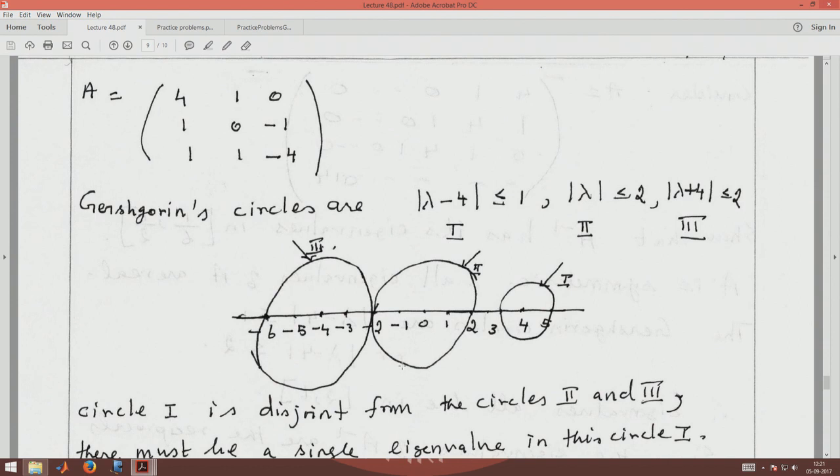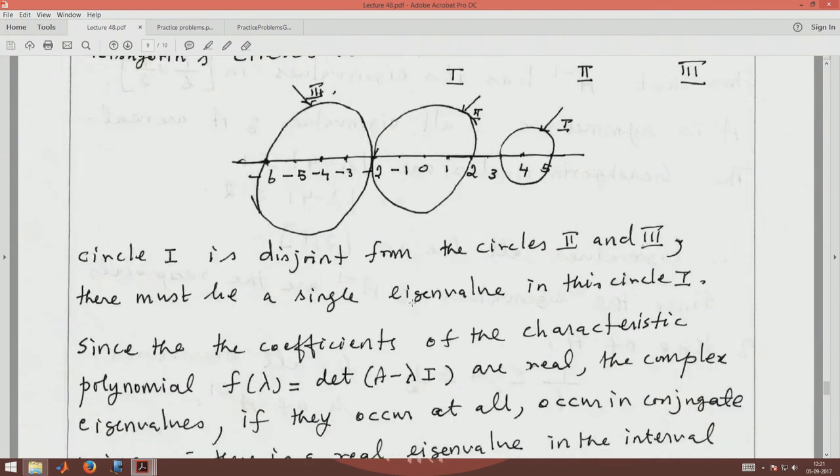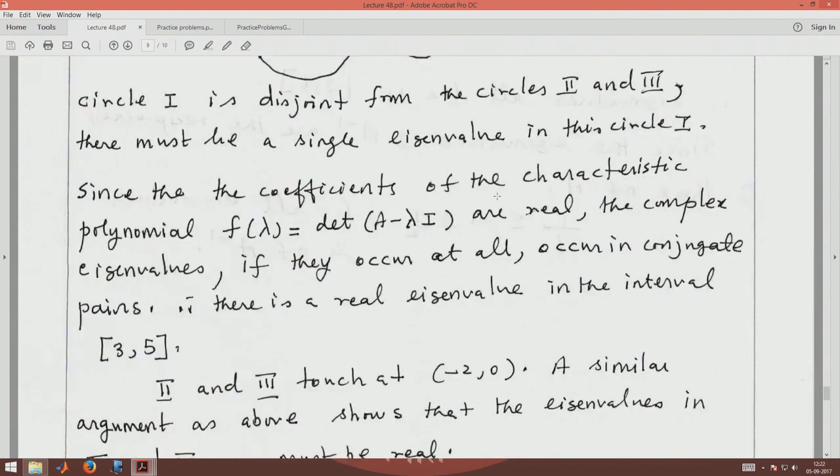Suppose A is given by this 3 by 3 matrix. We can write down the Gershgorin circles. So, |λ - 4| ≤ 1, |λ - 0|, that is |λ| ≤ 2, and |λ + 4| ≤ 2. These are the circles which we have plotted here, and we observe that circle 1 is disjoint from the other 2 circles, and therefore, it must contain a single eigenvalue within it.